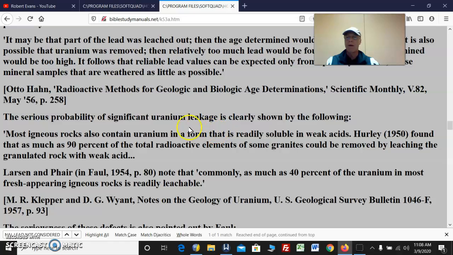The serious probability of significant uranium leakage is clearly shown by the following. Most igneous rocks also contain uranium in a form that is readily soluble in weak acids. A lot of weak acids out there in the earth. Hurley found that as much as 90% of the total radioactive elements of some granites could be removed by leaching the granulated rock with the weak acid.